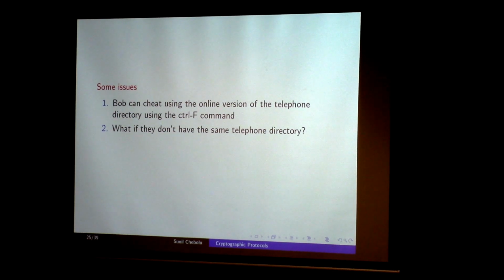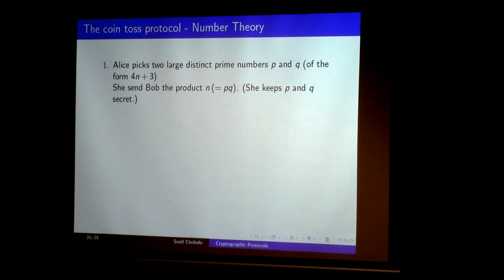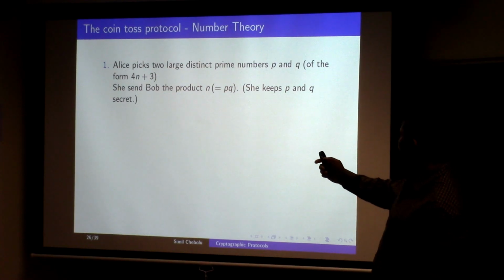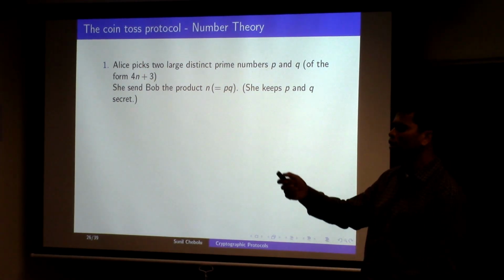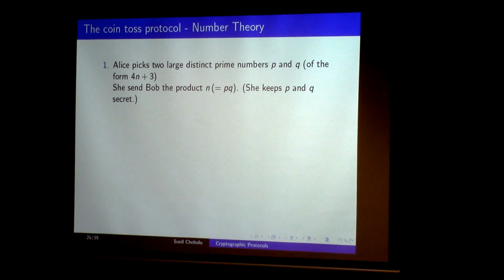And so how can you circumvent such a problem? This is where the number theory comes in. So now I'm going to give you a protocol which uses some number theory to solve this problem. So Alice picks two large prime numbers, P and Q. For technical reasons, they have to be of the form 4n plus 3. That means when you divide the prime by 4, it leaves a remainder of 3. What she does, she picks two large prime numbers, multiplies them, which is an easy operation, and sends the product n over to Bob. She keeps the primes P and Q to herself. That's secret.